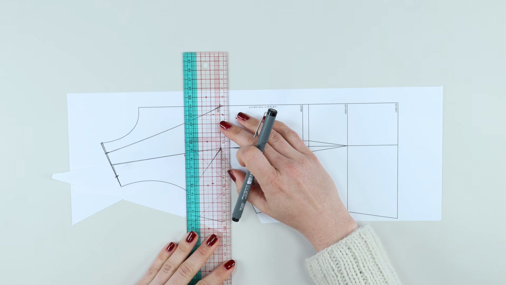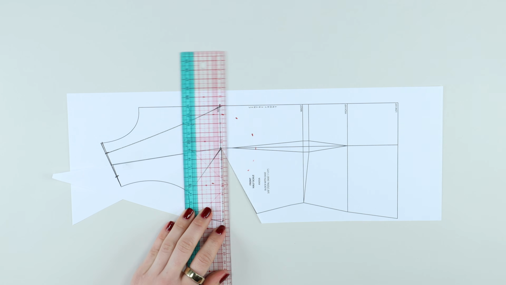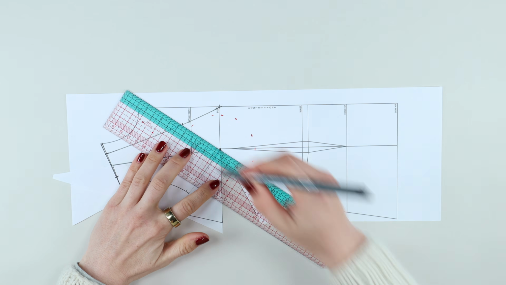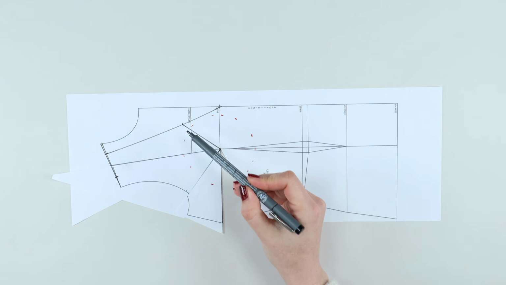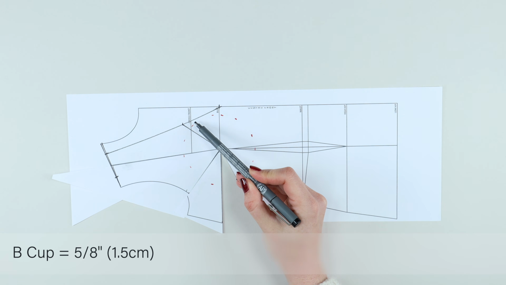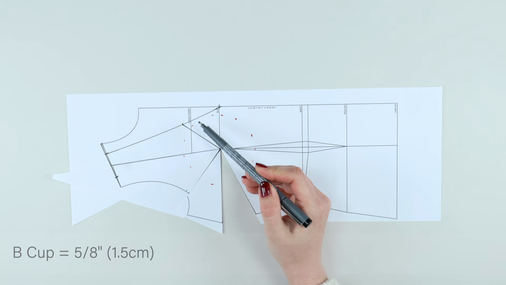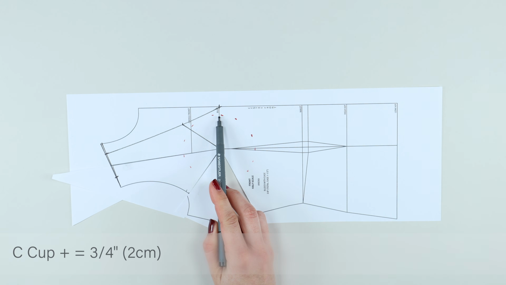As a starting point, position the top dart leg in line with the top edge of your bust circle. Connect to the bust apex. For the size of the dart, these figures can be a good starting point for a low neckline. For an A cup, take 1 centimeter, 3/8 of an inch. For a B cup, take 1.5 centimeters, 5/8 of an inch. For a C cup plus, take 2 centimeters, 3/4 of an inch.